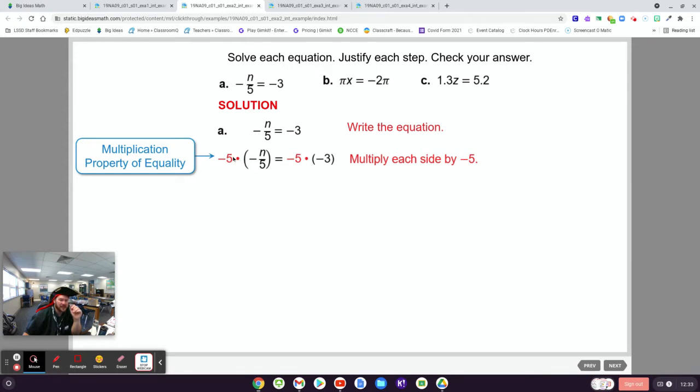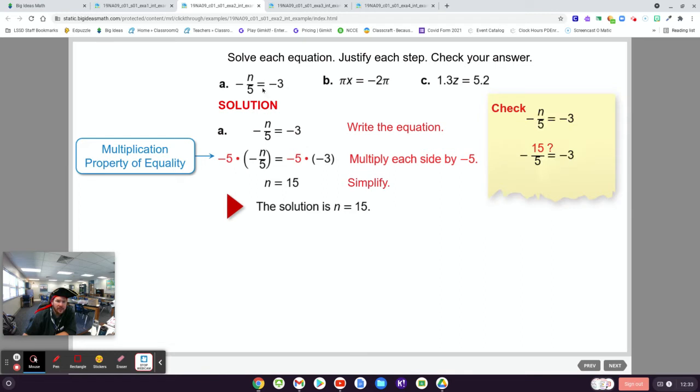And then what's going to happen is this negative 5 will cancel out with this negative 5, and it leaves you with n, and that's what we want. And then negative 5 times negative 3 is 15. So there's our answer, n equals 15, yay, which we then check by plugging it in. So does 15 divided by negative 5 equal negative 3? Why, yes. Yes, it does. So that is the correct answer.